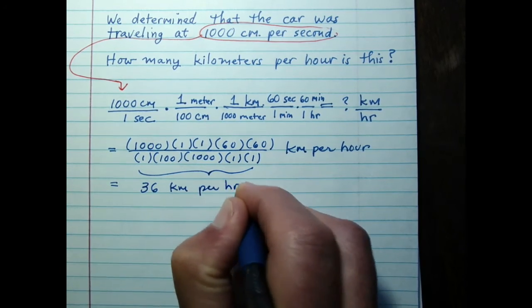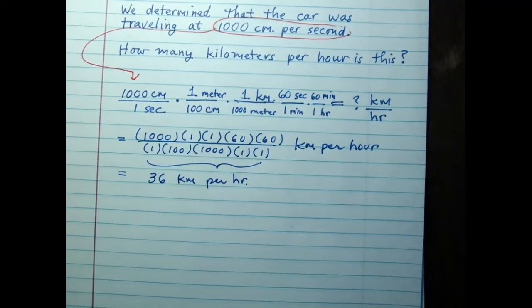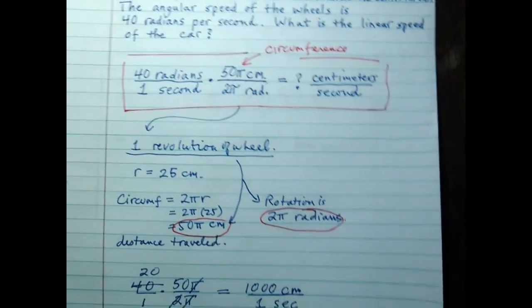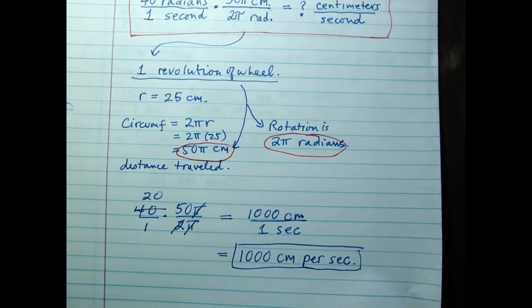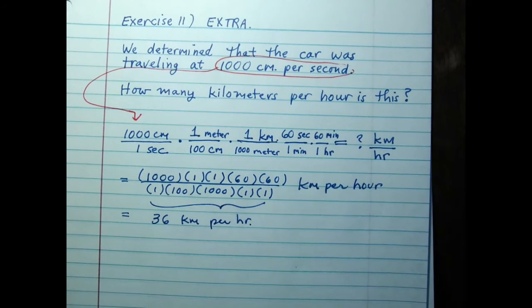So if they had asked me for these units, I could have started out in exactly the same way we did it when we did the original exercise 11 and gotten centimeters per second. And then if they were asking for kilometers per hour, I would have just made the conversion at the end.